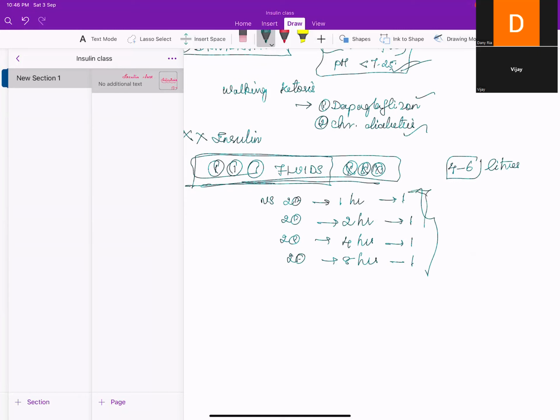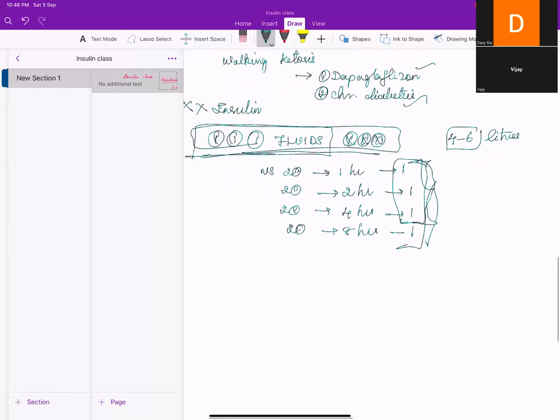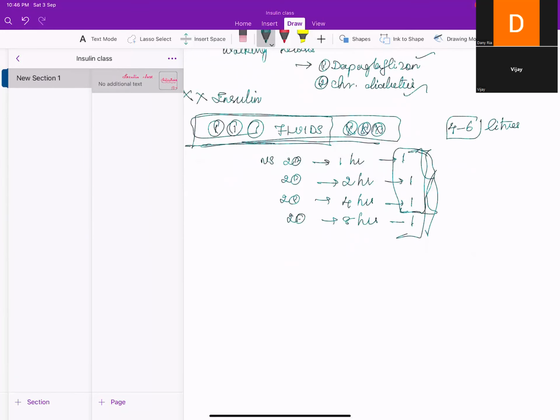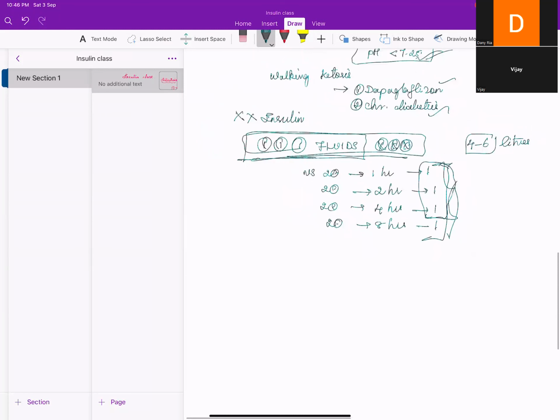We are replacing 50% of that in the first 6 hours. Correct? In 7 hours, we are replacing 3 liters. The remaining fluid should be given over the next 24 hours. So it's a simple mnemonic: 2 pints over 1 hour, 2 pints over 2 hours, 2 pints over 4 hours, and 2 pints over 8 hours. Just one doubt, sir.